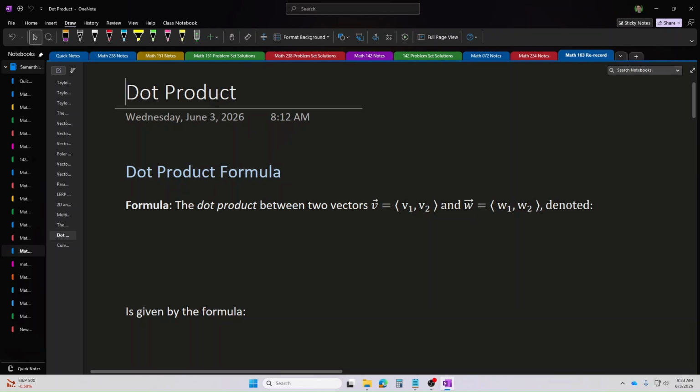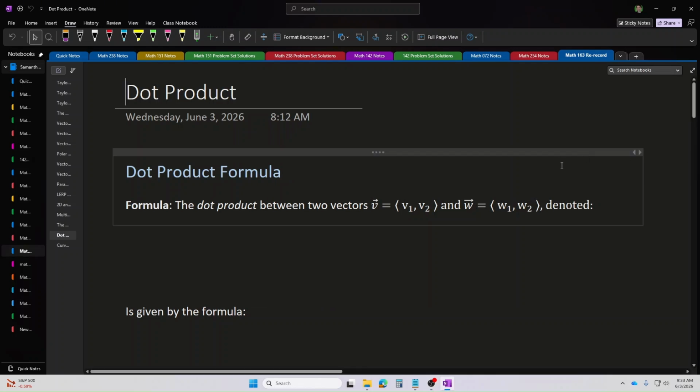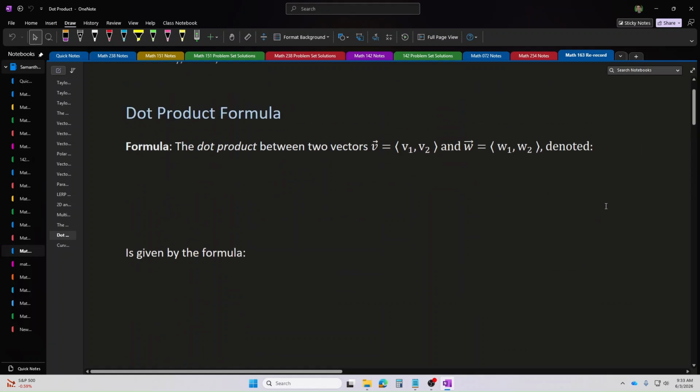Hello everyone. In this video, we're going to be talking about a way to multiply two vectors together called the dot product. So if I have two vectors, v equals v1, v2, and w equals w1, w2, the dot product between these vectors is denoted by v dot w. And as we denote the dot product and write it using symbols, this explicit dot between the two vectors is a mandatory part of the notation.